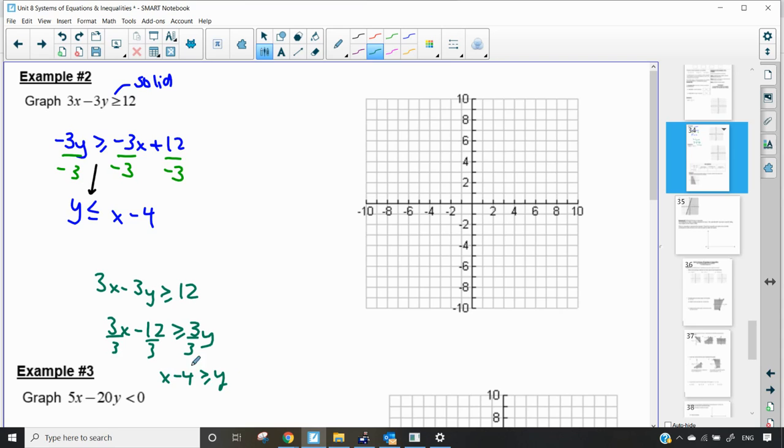Now we're still going to have to rewrite that inequality. We know that y is the smaller value, so we have y is less than or equal to x minus 4. So both methods work, but you just have to remember if you're dividing by a negative, your sign has to flip.